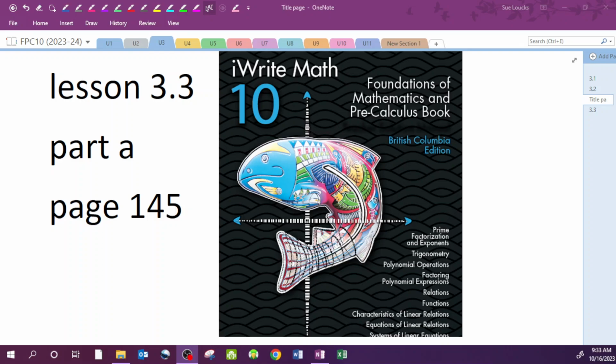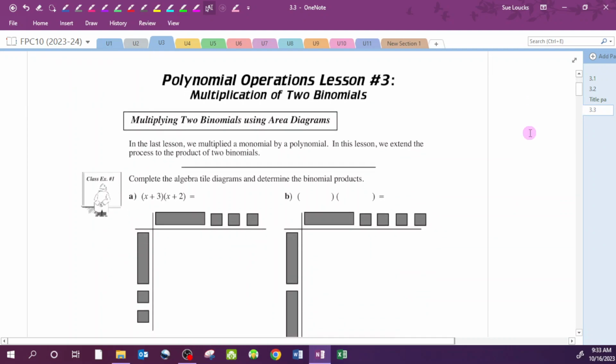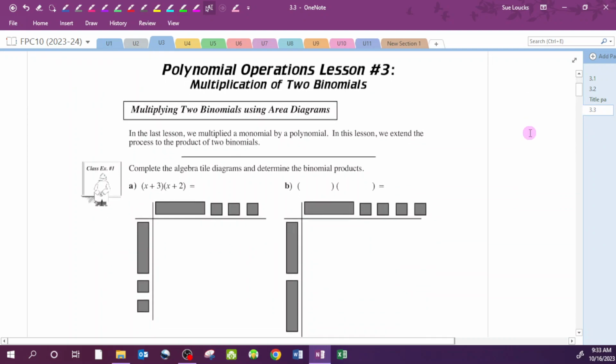This is the first part of lesson 3.3 on multiplying two binomials. This is really, really important. This is a skill you're going to need a lot. In the first part of this video, in part A, we're going to look at multiplying binomials using algebra tiles and using a rectangle diagram. Sometimes it's called an area diagram or an area model, a rectangle model. But we're going to start with the algebra tiles.